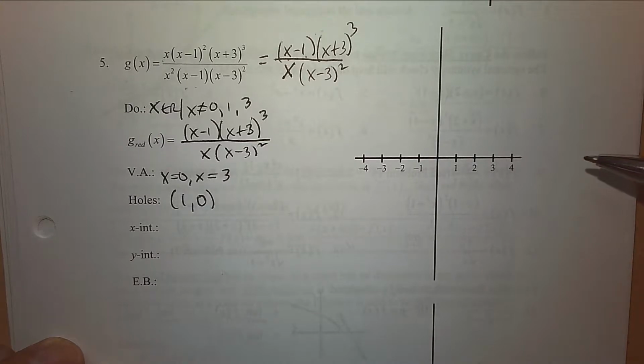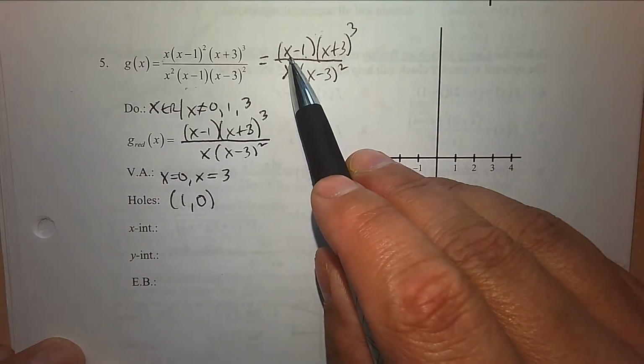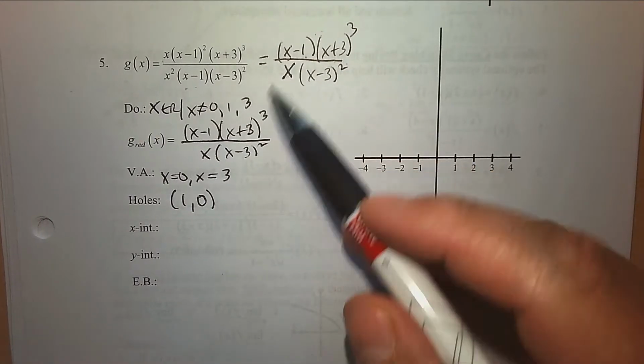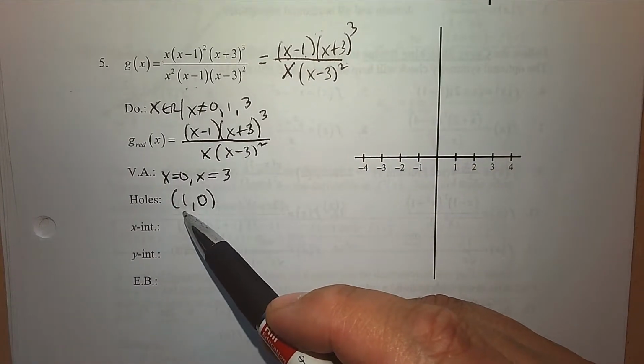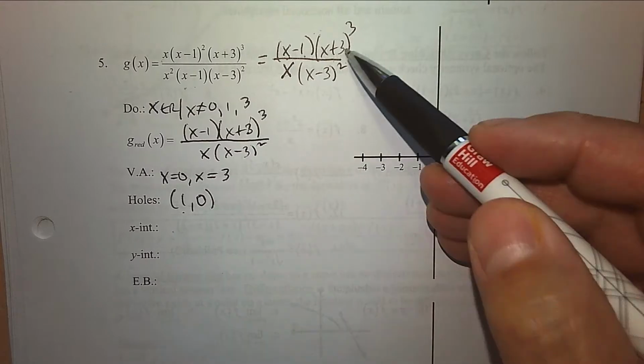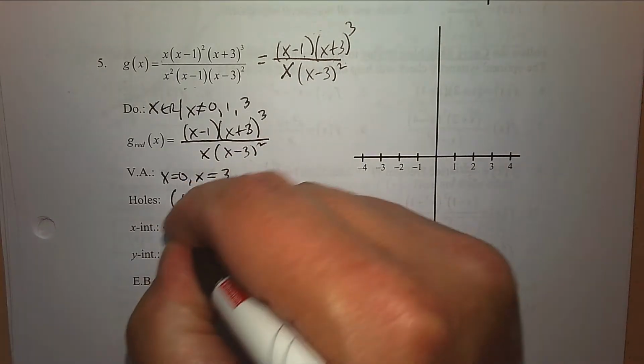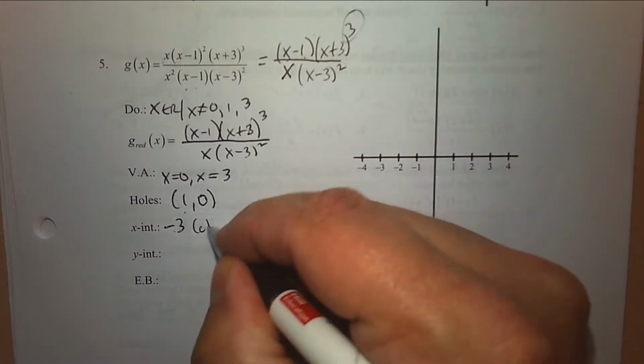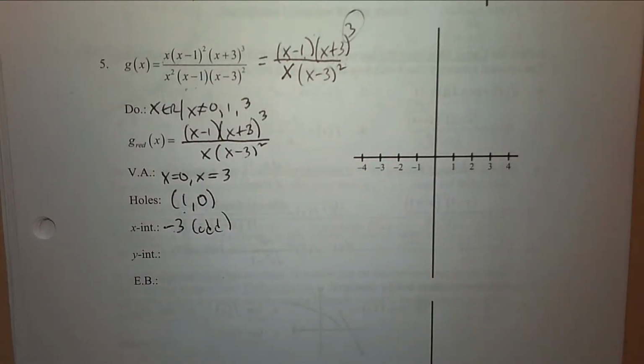Look on top. Where? Why is 1 not an x-intercept? Because 1 is a hole. So not an x-intercept. Where's the only x-intercept? At negative 3. And what type is it? It's odd, right? Which means it crosses.